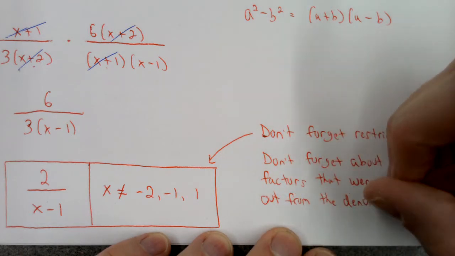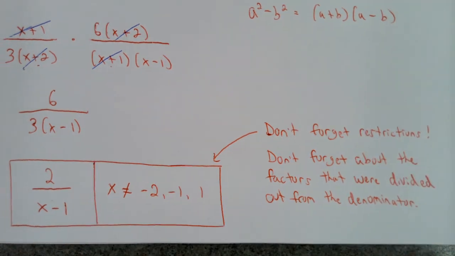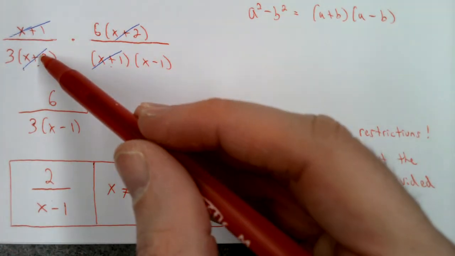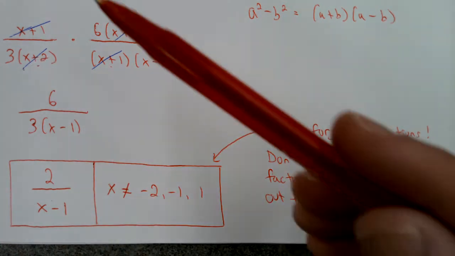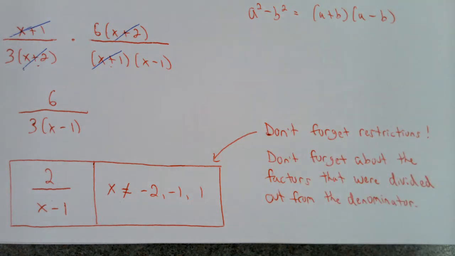So what I mean by that is don't forget about the restriction for x plus 2. Even though it was divided out, you still have to put that restriction. And even though the x plus 1 was divided out, you still have to worry about that restriction.